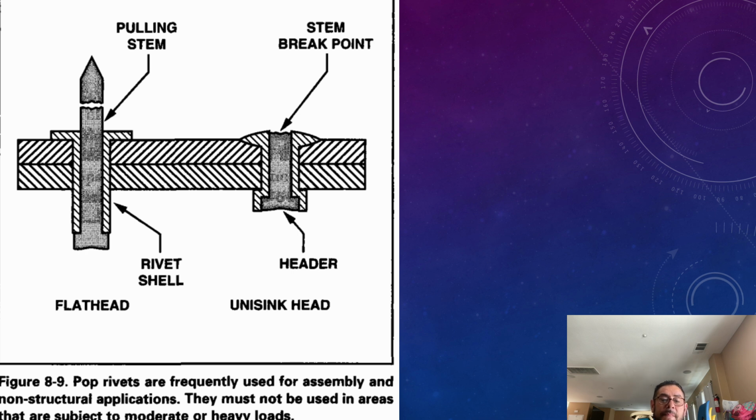So pop rivets, here's a good example, are frequently used for assembly and non-structural applications. They must not be used in areas that are subject to moderate or heavy loads. Here's a good example of a pop rivet. If I were you, I would pause this video and pay attention. Take a quick look, okay?